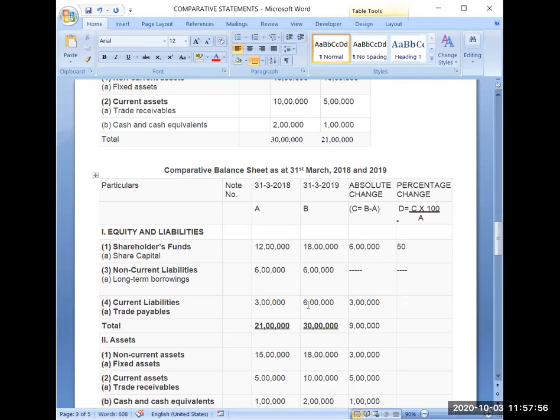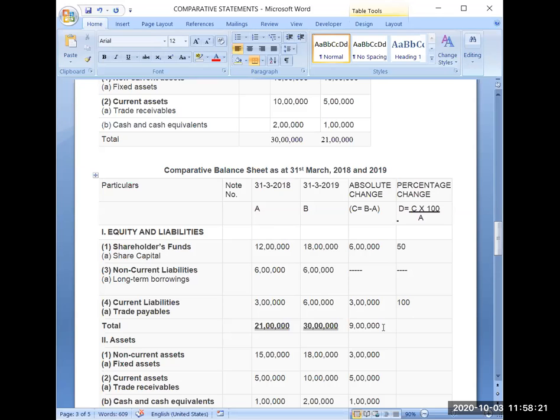Now this 3 lakh divided by this 3 lakh, because it is C upon A. So this is C and this is A. So this 3 lakh will be divided by this 3 lakh multiplied by 100. So you can see a 100% change is there. I hope you all are getting it. There is no confusion. Now for this row also, 9 lakh divided by 21 lakh.